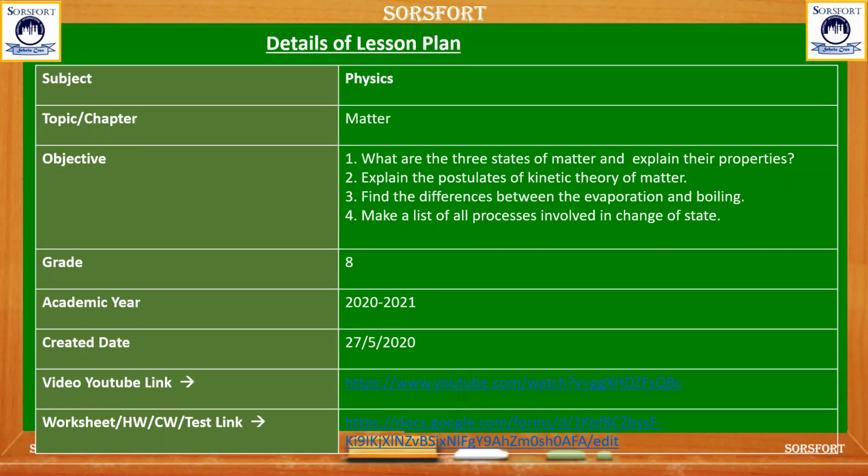Now today we are learning about the physics first lesson, that is matter. From this lesson we are learning about the three states of matter, explaining their properties, the postulates of the kinetic theory of matter, and finding the differences between evaporation and boiling. Make a list of processes involved in change of state of matter.